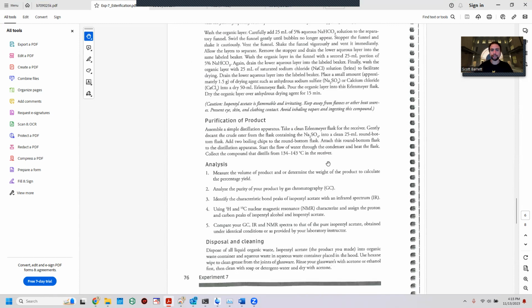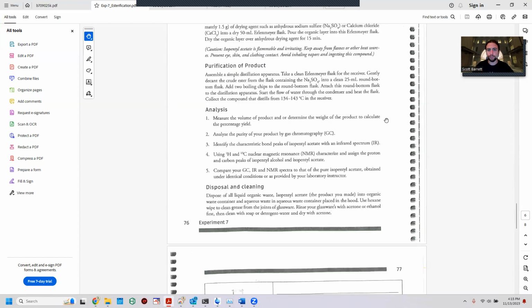And since this isopentyl acetate has a pretty low boiling point, that's why we can distill it over, collect it, and then subsequently find out our yield. And so it's good to understand the concepts here. Even though we didn't perform GC, it is good to understand how we would be able to see purity from it. And then the bond peaks of isopentyl acetate.